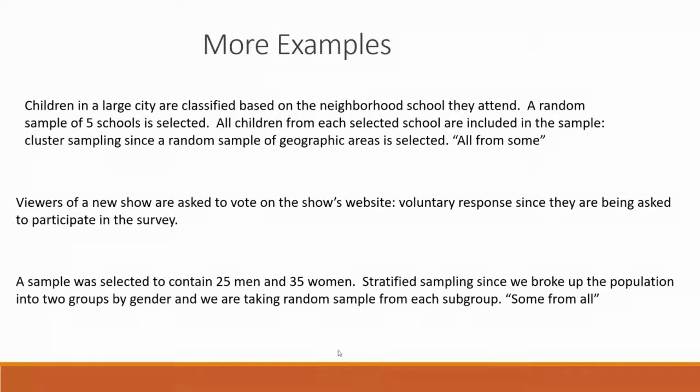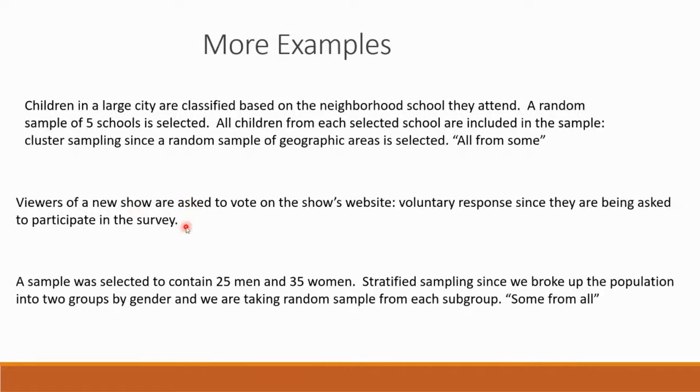Here, suppose they want to learn about the children in a certain neighborhood. So they decide to take a random sample of 5 schools. In other words, they're classifying the children based on what school they go to. To form a sample, 5 schools are chosen randomly, and then all the children from each selected school are included in the sample. So here we have all from some. They're not taking all the schools, they're only taking a random sample of 5 schools, but from each school selected, they're taking all the children, all from some, as I have written here. So we have cluster sampling.